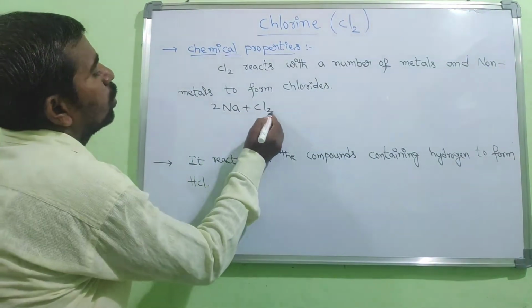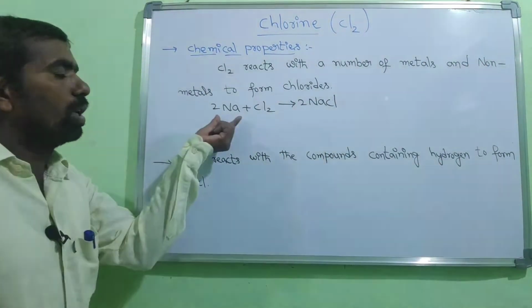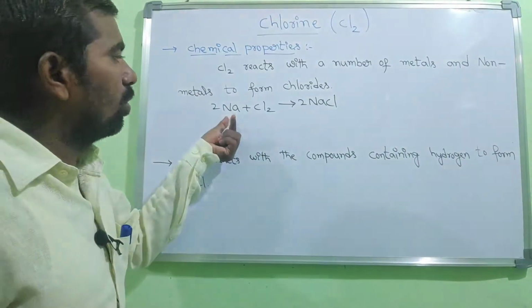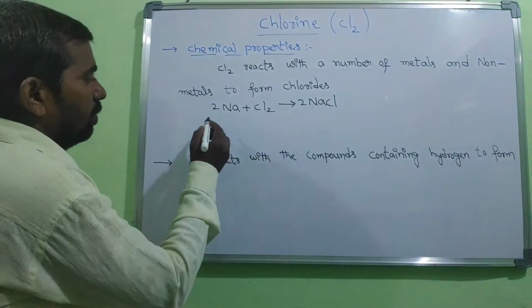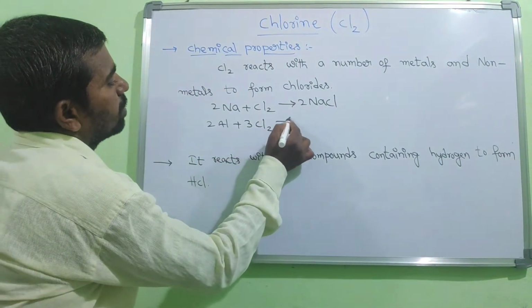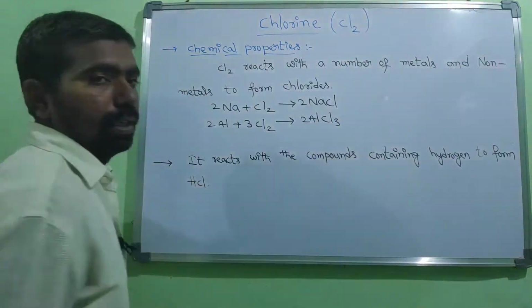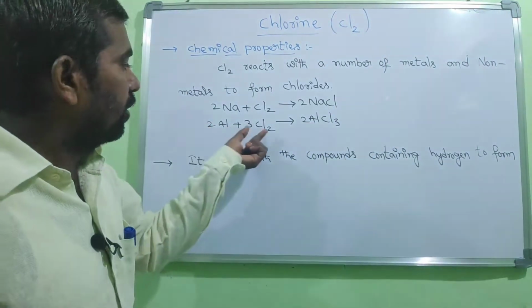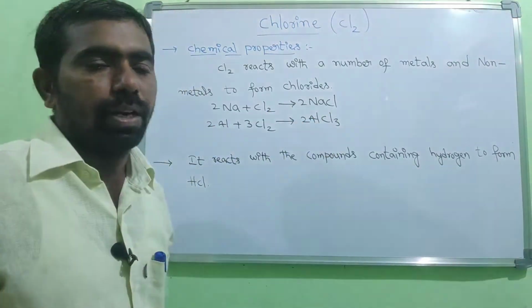2Na plus Cl2 gives 2NaCl. Sodium is the metal. It reacts with chlorine and gives sodium chloride. And next one, 2Al plus 3Cl2 gives 2AlCl3. With the aluminium, it reacts and forms AlCl3, aluminium trichloride.